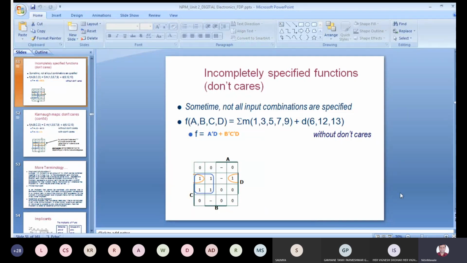Now we will see the benefits of this don't care condition. We will not consider the don't care signs first. We will solve this example without don't care, only for 1, 3, 5, 7 and 9. Just take this example: function of A, B, C, D is equal to summation of m 1, 3, 5, 7, 9. If you solve that, you will get these two terms: A bar D plus B bar C bar D. Just solve it and check whether you are getting that or not.